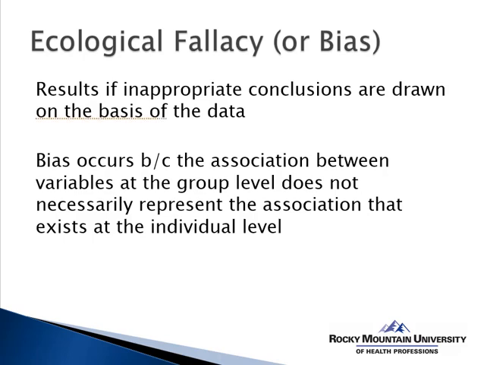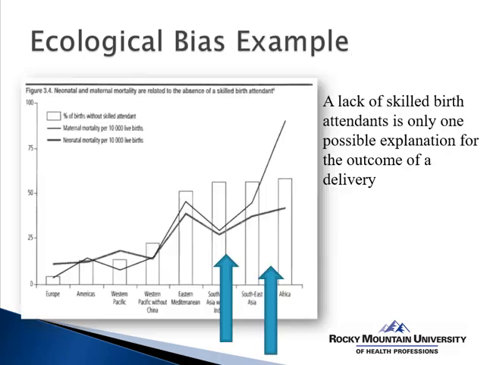Now, what is a potential bias or fallacy related to these types of studies? Inappropriate conclusions may be drawn on the basis of the data. Bias occurs because the association between variables at the group level does not necessarily represent the association that exists at the individual level.